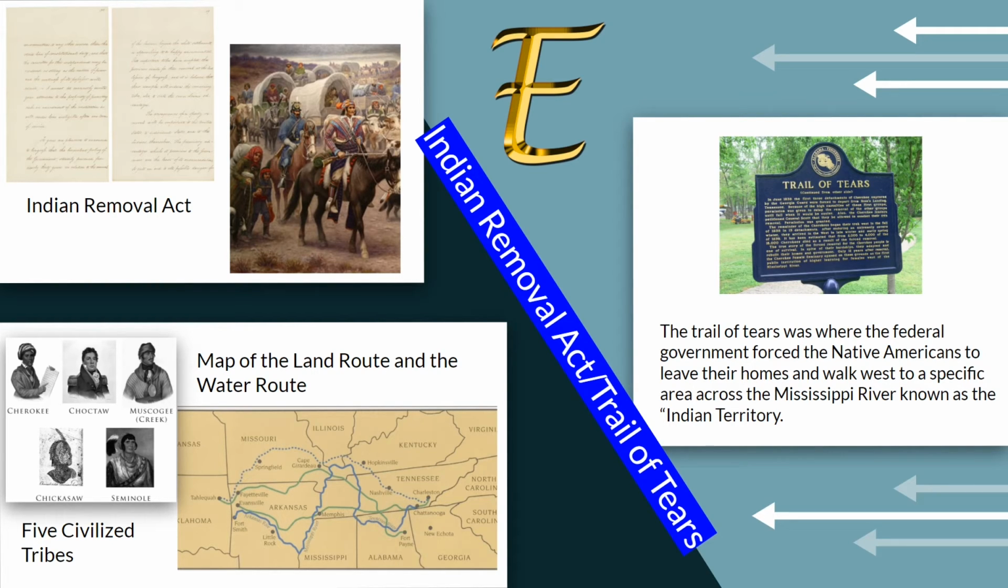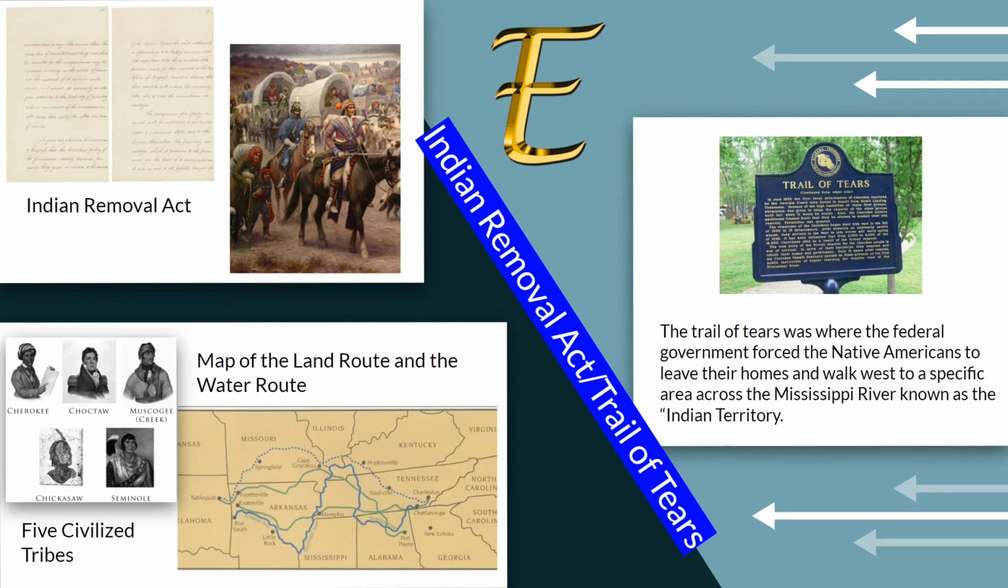There were also the 5 civilized tribes that were Native American tribes that followed American culture by wearing the same clothing and creating a constitution. They included the Cherokee, Choctaw, Creek, Chickasaw, and Seminole. This didn't prevent them from being sent to the Indian Territory.